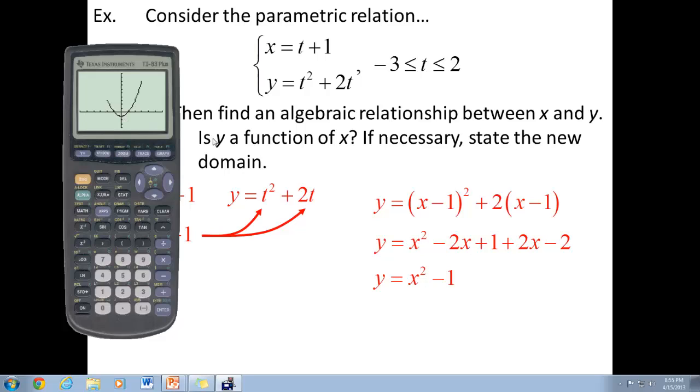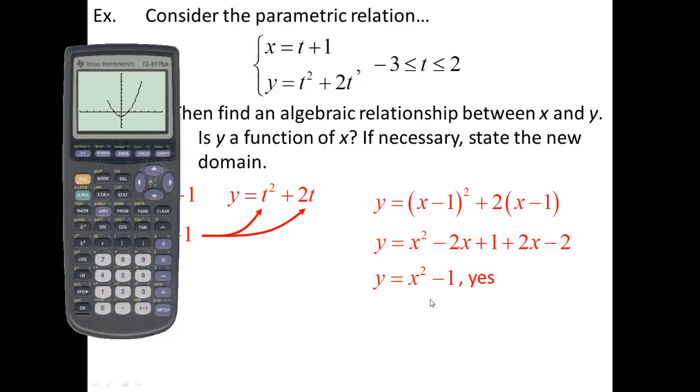Is y a function of x? Well, since the graph passes the vertical line test, and I was able to solve for y and have an equation that would give me only one answer at a time, then yes, y is a function of x. So I can say yes. If necessary, state the new domain.